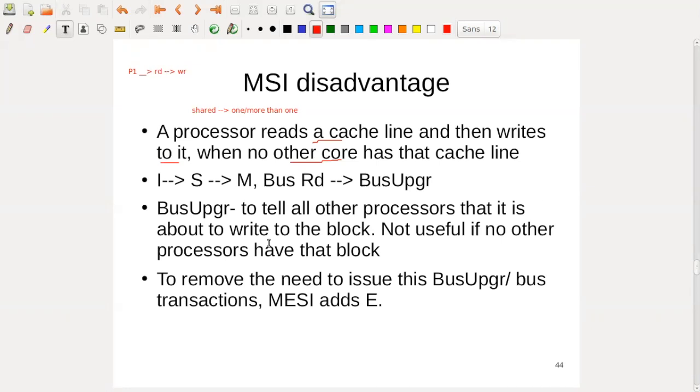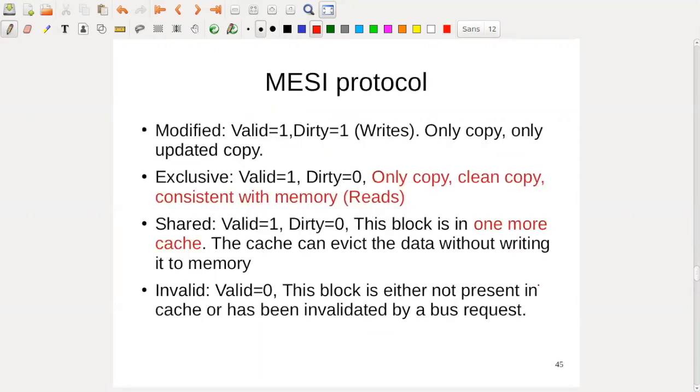So this is the problem, and therefore, in order to solve this problem, they introduced one more state which is called the E state. This E state is also called exclusive state. So if there was one processor which has this cache block and no other processor has it, then you're going to have the cache block in what is called the E state instead of the S state. And therefore, there is no need to send this bus upgrade signal if you are in the E state. So this just reduces the number of bus transactions. And this is called the MESI protocol.